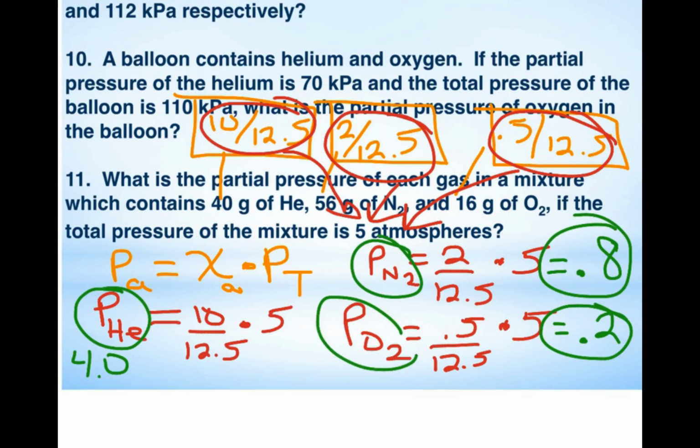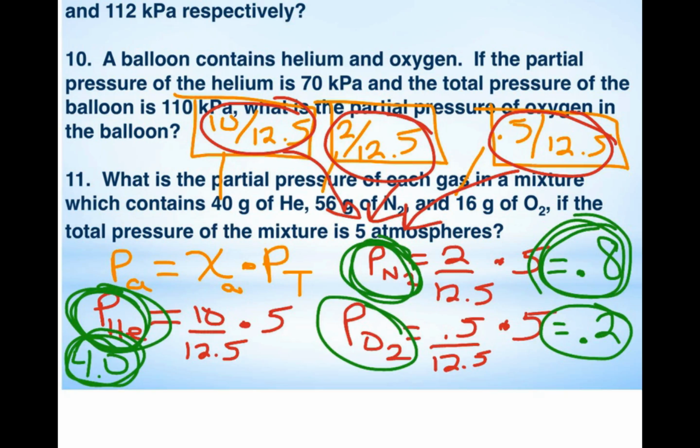When I calculated, this is what I came up with. The partial pressure of helium is 4 atmospheres. The partial pressure of nitrogen, 0.8 atmospheres. And the partial pressure of oxygen is 0.2.